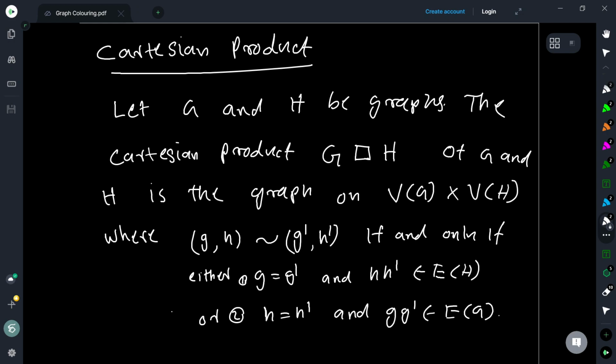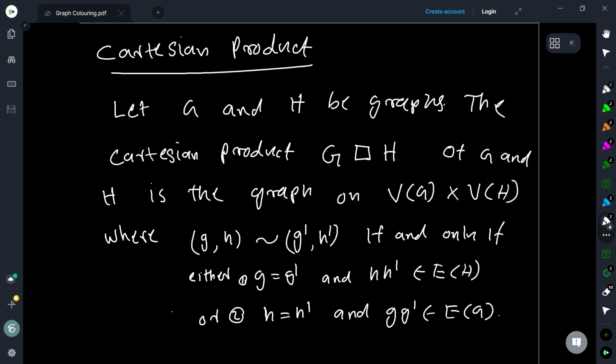Okay, so today, continuing our digression from the coloring, we are defining the product of two graphs. There are several notions of graph products. So here we define, first, the Cartesian product of graphs.